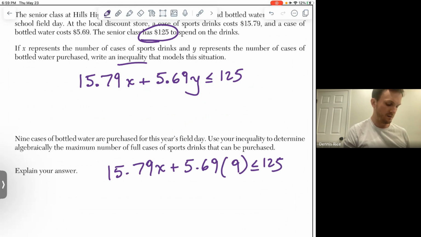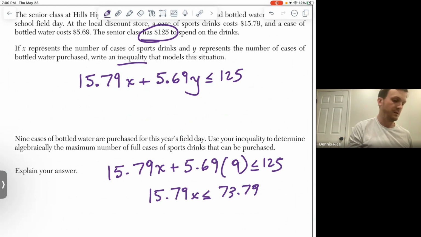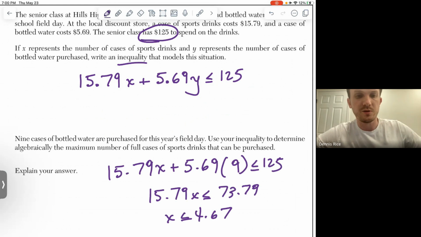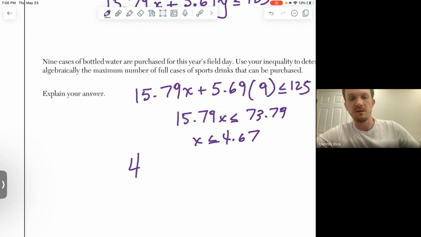5.69 times 9, 125 minus that, you get 73.79, I believe. And now when we divide by 15.79, you'll get 4.67. I'll just cut it off there. So how many cases of sports drinks can we buy? Four cases. Mathematically you would round that up to 5, but we can't buy 5. It does say to explain.